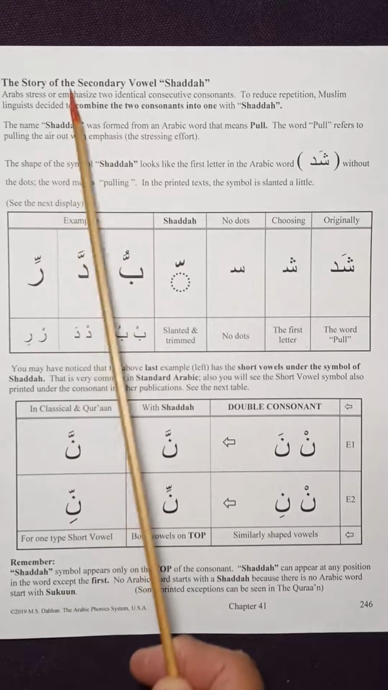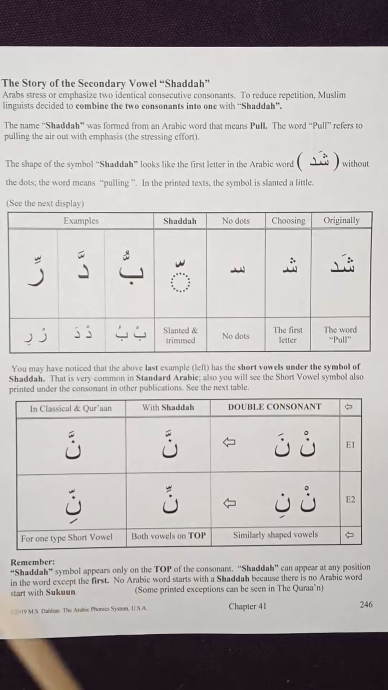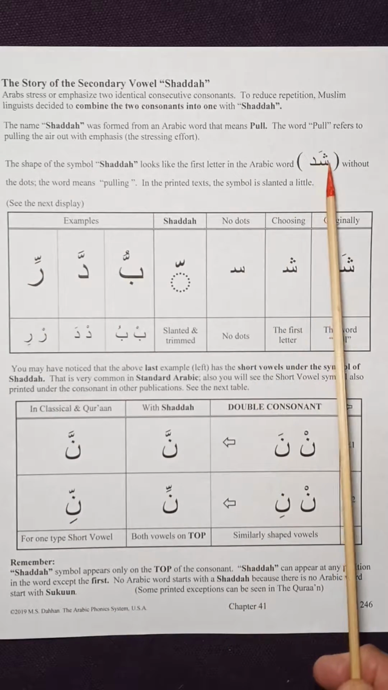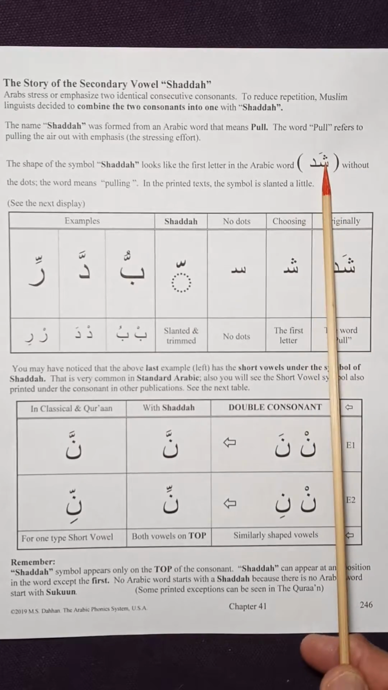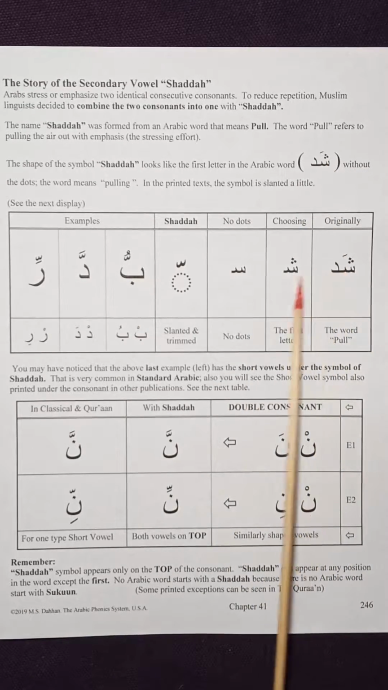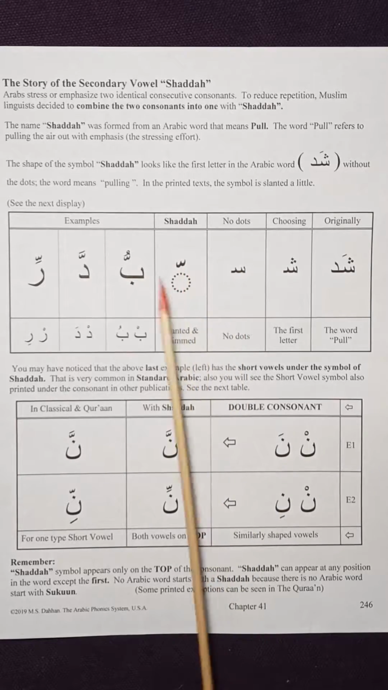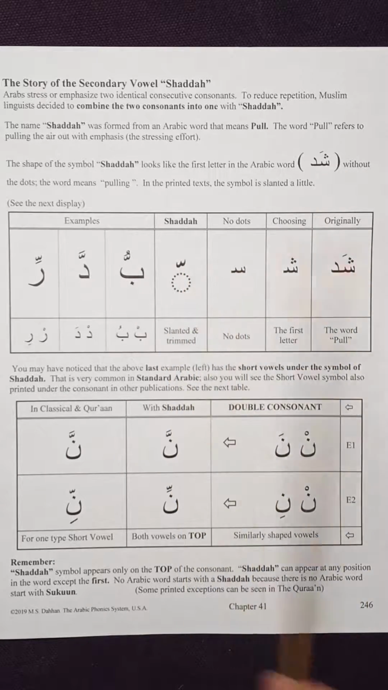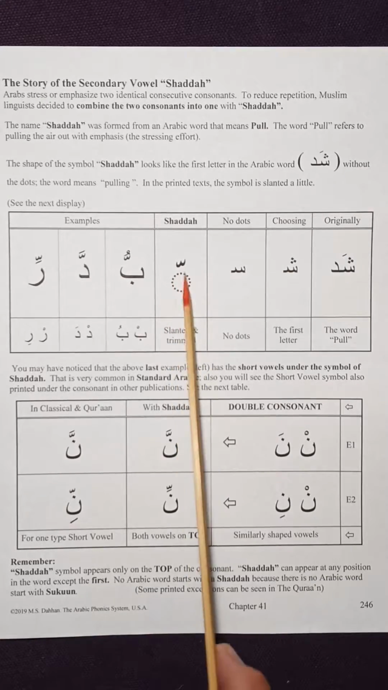Okay, the story of the secondary vowel shaddah. Now I'm telling you what I told you earlier. It's basically the word shad. We threw the 3 dots off. We took the first part, and that's what became the shad. We took this part to get rid of the dot, and then it became crooked here, slanted and trimmed, whatever you call it. And we put it above what used to be a consonant.